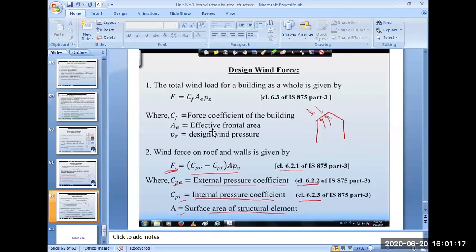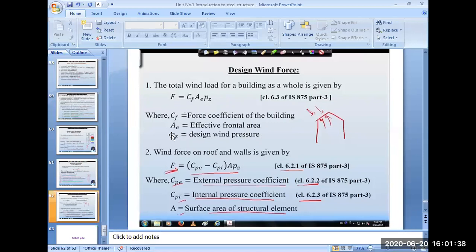So that area is the frontal area for the wind. For the wind, that is the area. And Pz is the design wind pressure. From these three, we can calculate the force in Newton or kilonewton. Are you getting? So how to calculate design wind force? So Cf into Ae into Pz.